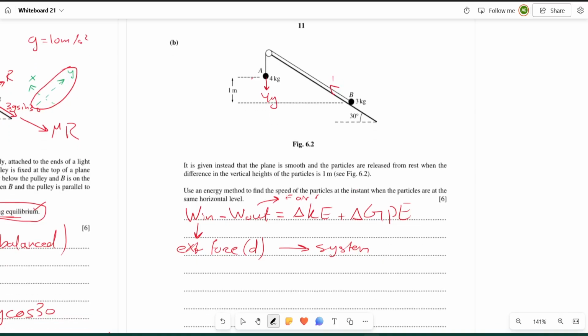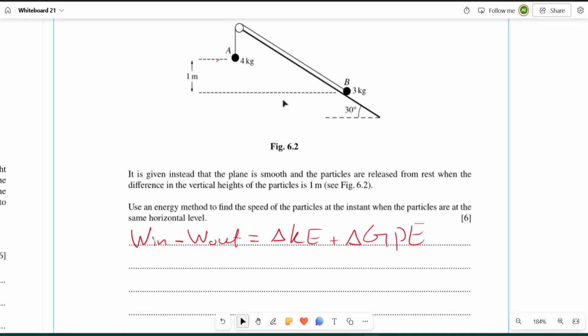Anyway, we spoke about the work energy principle equation. It's very important for you to understand it. Now let's see how we can apply it. The vertical distance difference is 1 meter, and the question wants us to use an energy method to find the speed of the particles at the instant when the particles are at the same horizontal level.